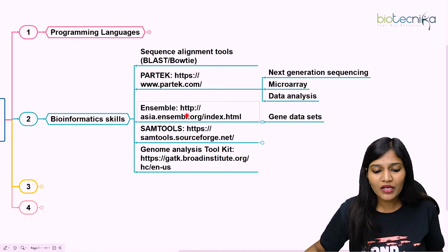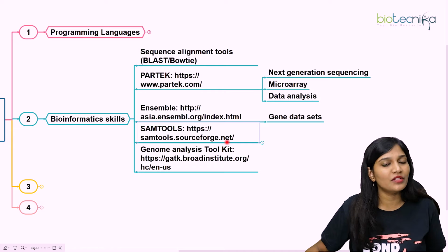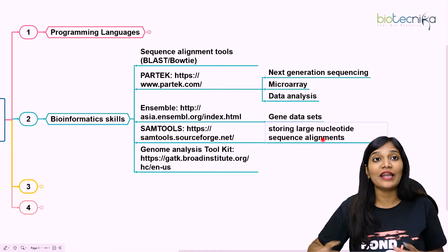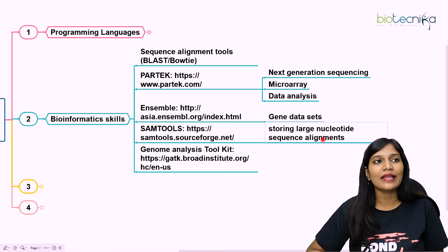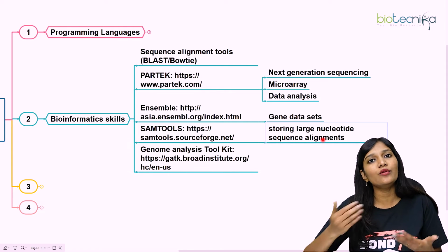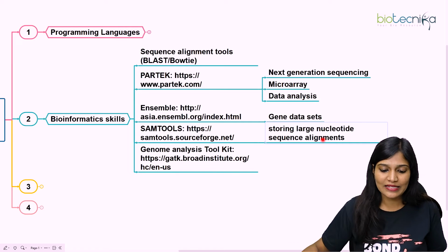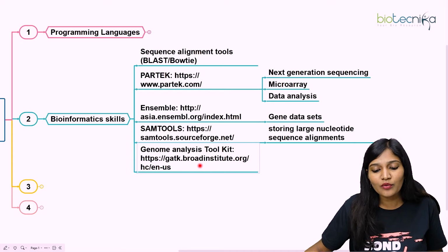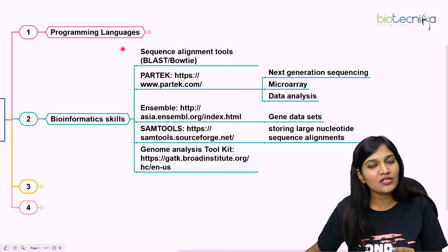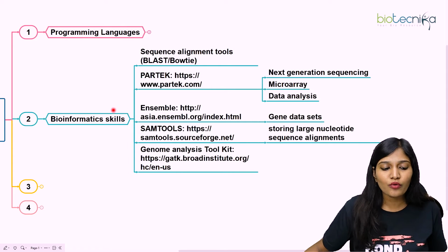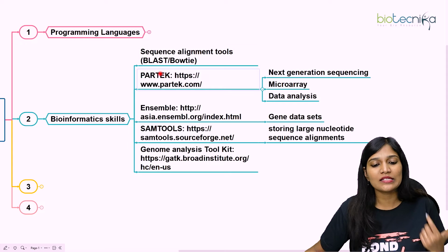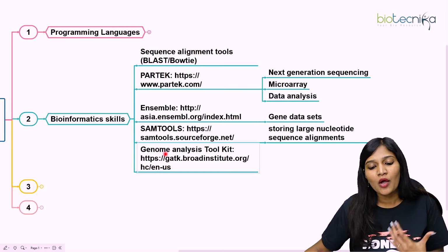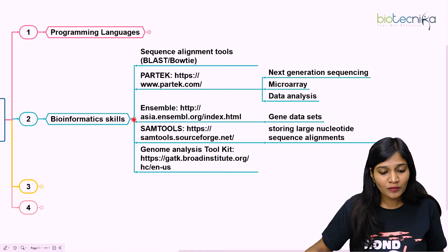The next one is SAMtools. I have also given a link for this one. In SAMtools, you can store large nucleotide sequence alignments. If you want to know about nucleotide sequence alignments, you can go and check from there, and then you can work according to the project that has been assigned to you. And the next one is the Genome Analysis Toolkit. Here also I have given you the link, so you can go over here and check. Not only programming language is important to become a freelancer, you need to know bioinformatics skills also, like what BLAST is, what Partek is, what SAMtools is used for, what GATK is used for. Everything you need to know.